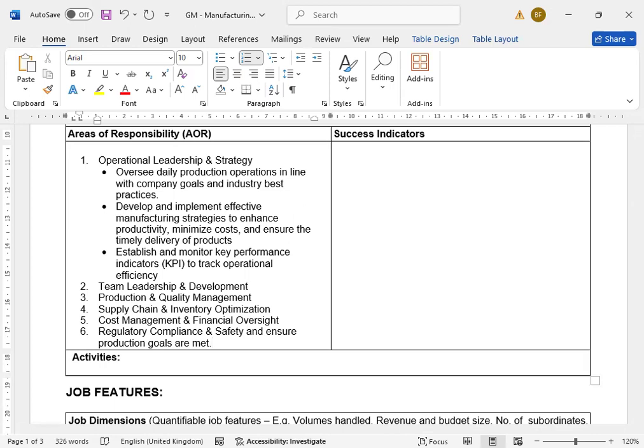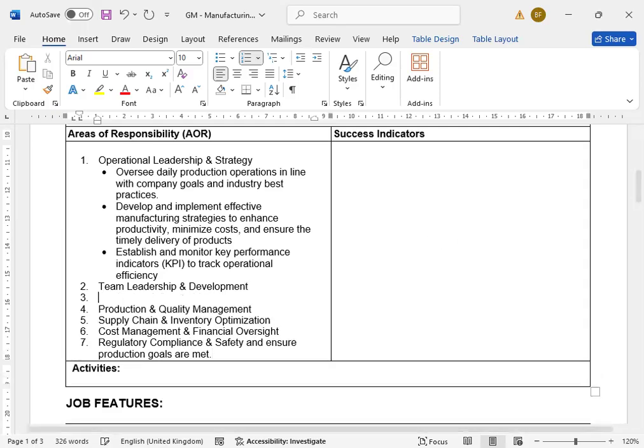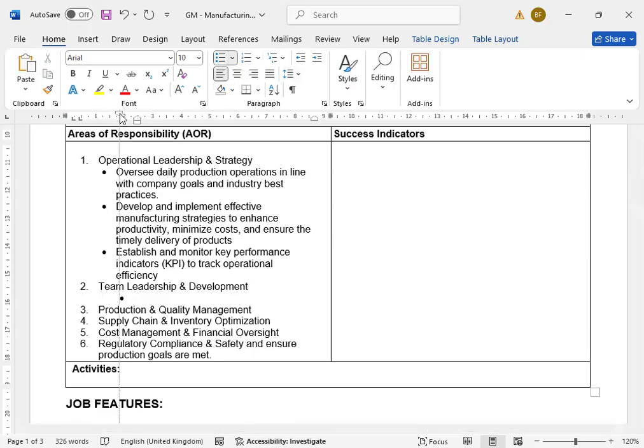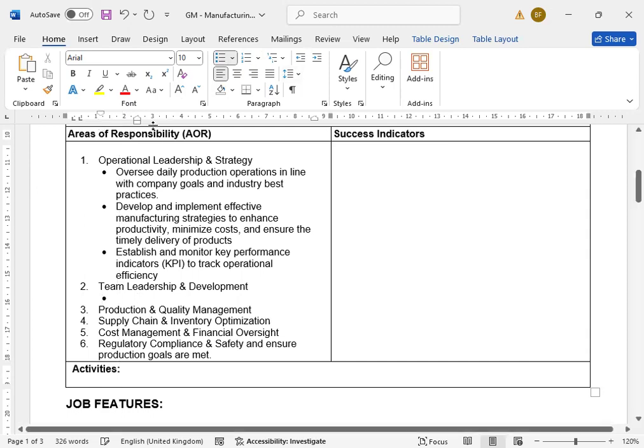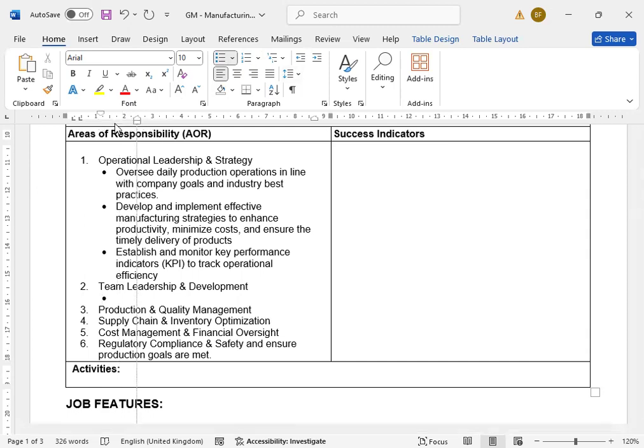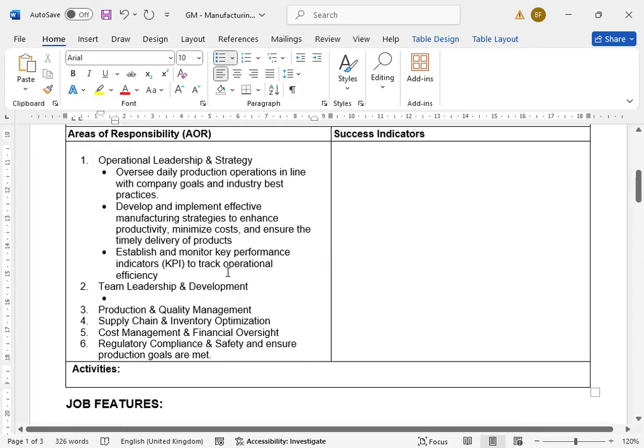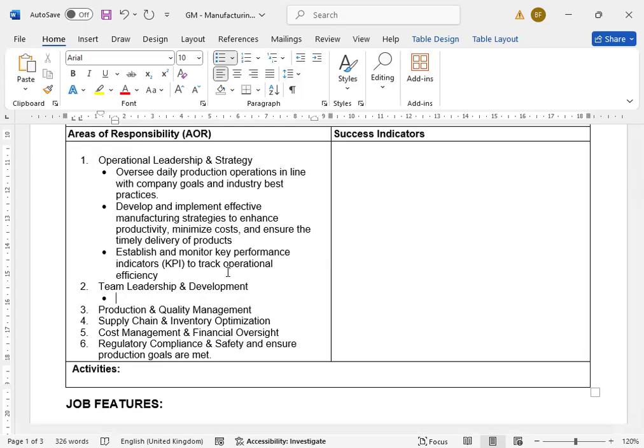All right, let's go to the second one. Okay, what is the second one? Team leadership and development. Okay, I'm going to adjust this one too. My apology, I'm not really good in using MS Word. So anyway, team leadership and development.